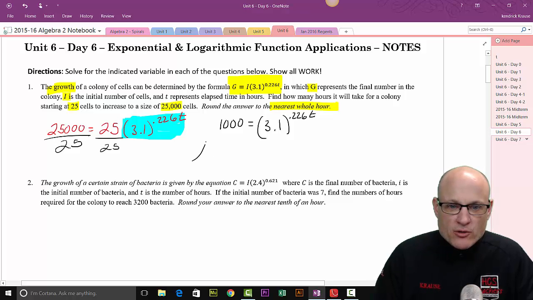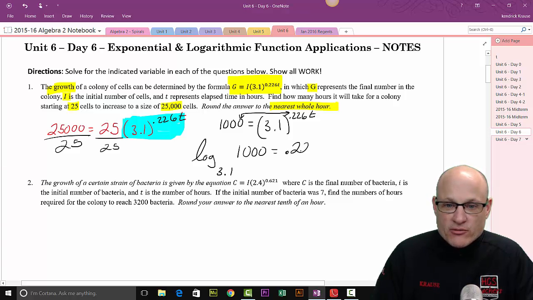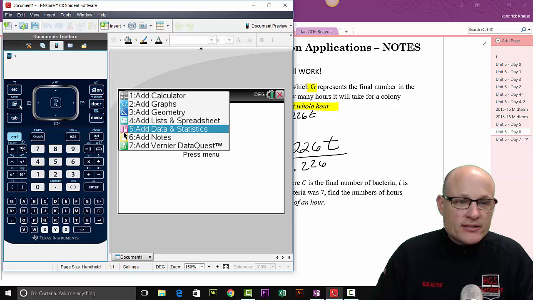At any rate, we're going to turn it into a logarithm. So log, keep the base, all about that base, and then these two things just switch. So you have to somehow magically get that t out of being an exponent. We do that using logarithms. And then my final step will just be divide by 0.226. Bust out the old calculator.